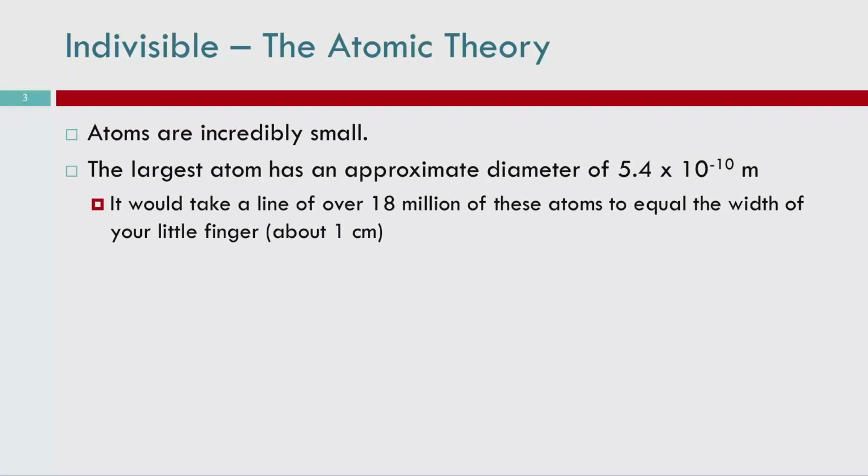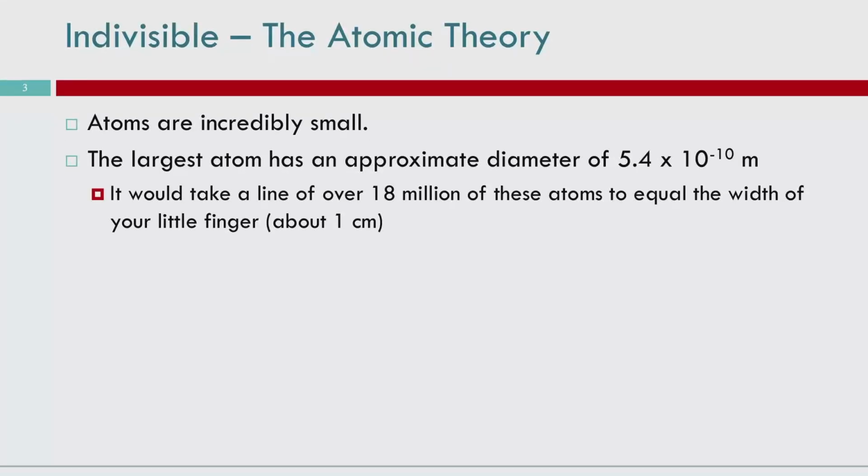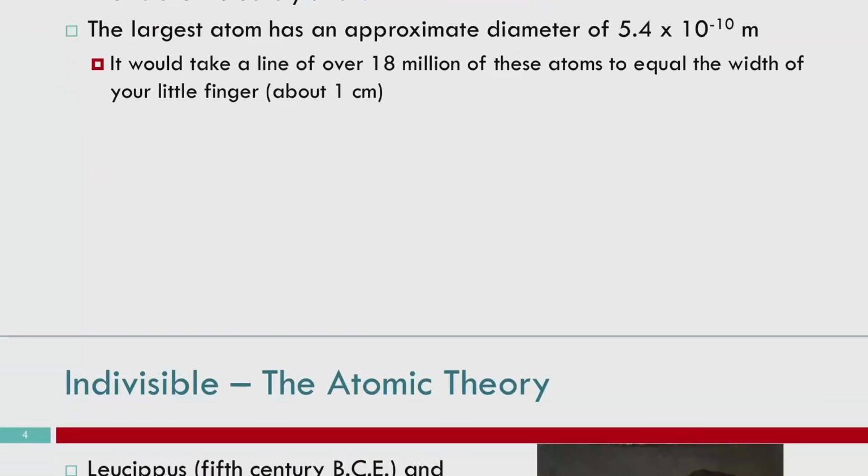Atoms are also very, very small. The largest atom, so out of all of the 118 atoms, the biggest one has an approximate diameter of this tiny number. If you have your little pinky finger, if you lined up 18 million of them, that's about how many it would take to get across your pinky finger. I think the number's more like 100,000 to get across the width of a human hair. Your mileage may vary. Depends on how thick your hair is.